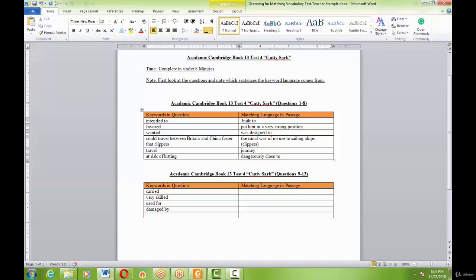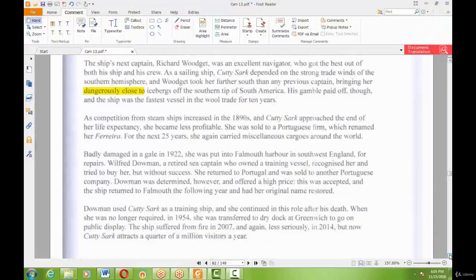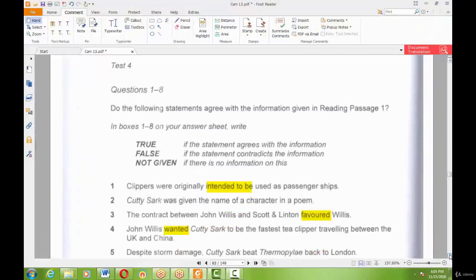Okay, but again, we're just working on our ability to scan and recognize synonym language. That is one of the keys to doing well at the exam. All right, and this is something you have to be able to do on your own. Next, I'm looking at questions 9 to 13.